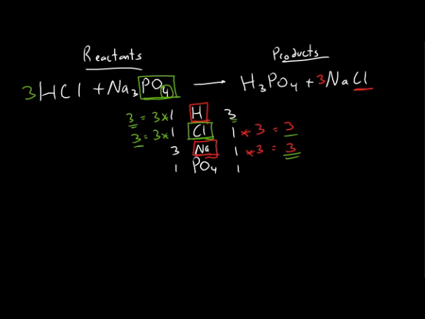The phosphate pieces are 1 on the left, 1 on the right, and they're okay too. That means this reaction is now balanced. And so not only have we predicted the products of an acid-base reaction, we've balanced the equation as well.